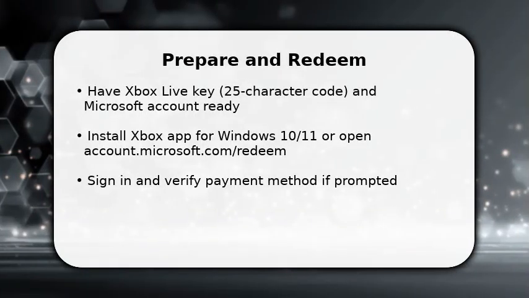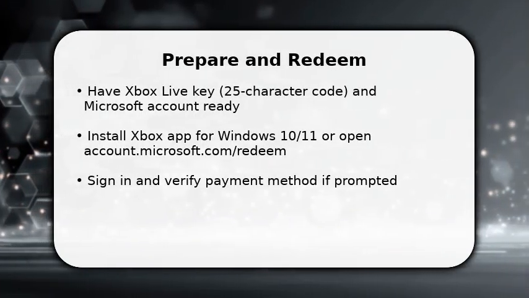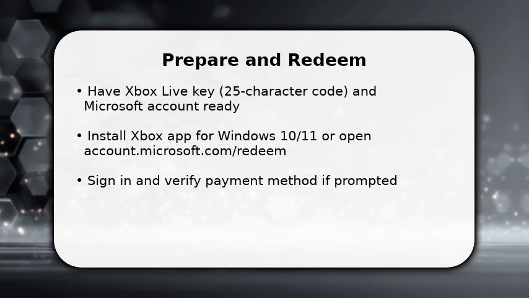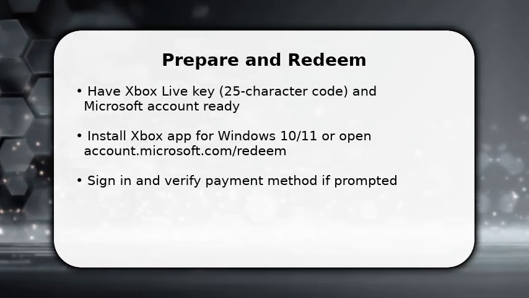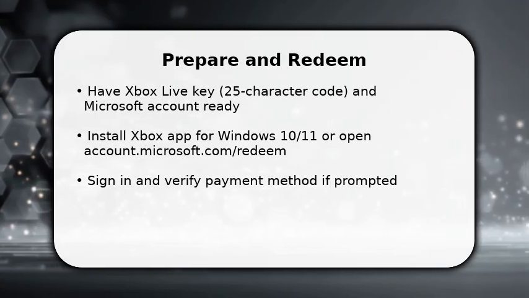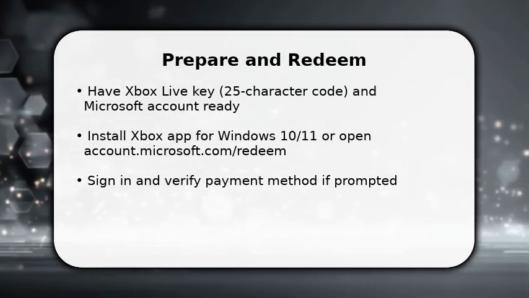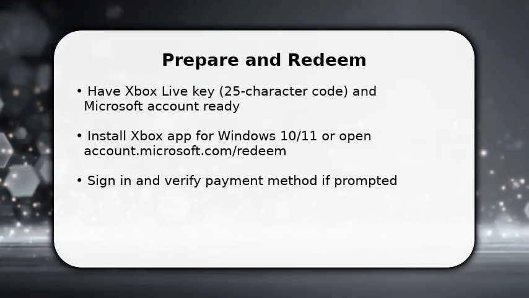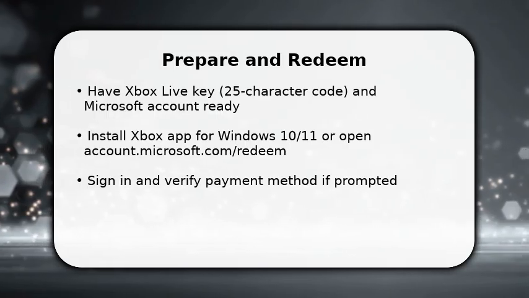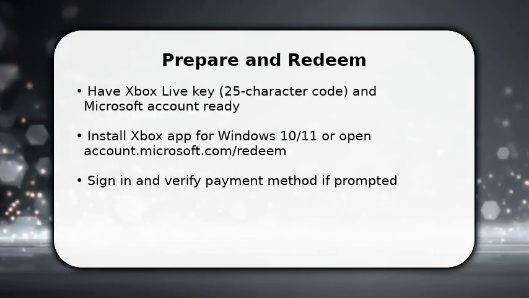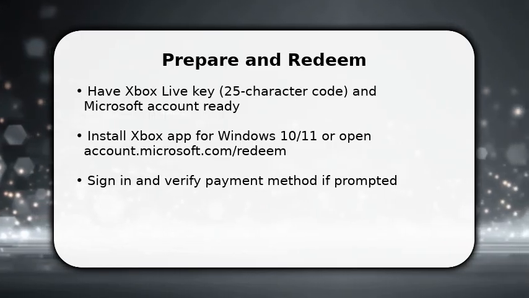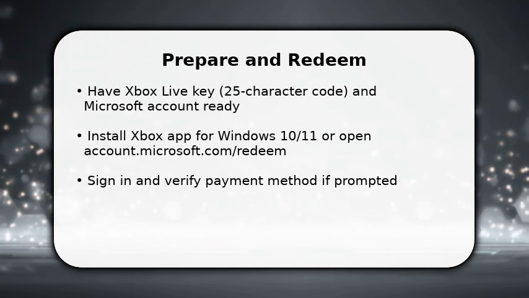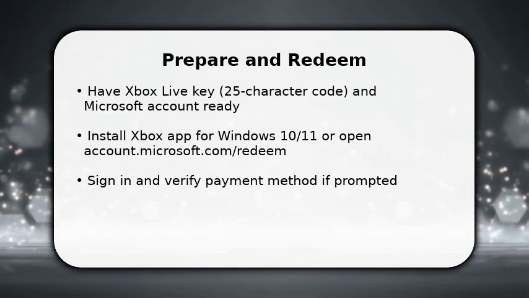You start by confirming prerequisites, an active Microsoft account and your 25-character Xbox Live key. Sign into the Xbox app on Windows or go to Account.Microsoft.com/redeem in a browser. Once signed in, choose Redeem Code and carefully enter the code exactly as printed. Make sure you select the correct account if you use multiple Microsoft emails because the key binds to the account you redeem on. Once entered, confirm the prompt to add the subscription or credit to your account.